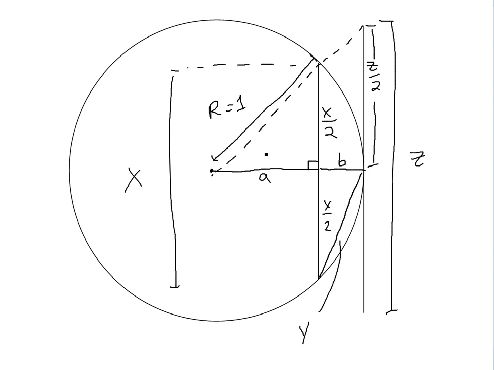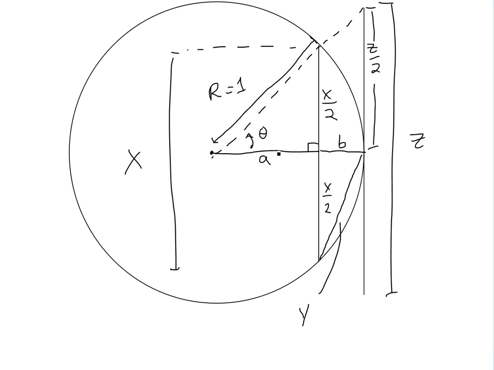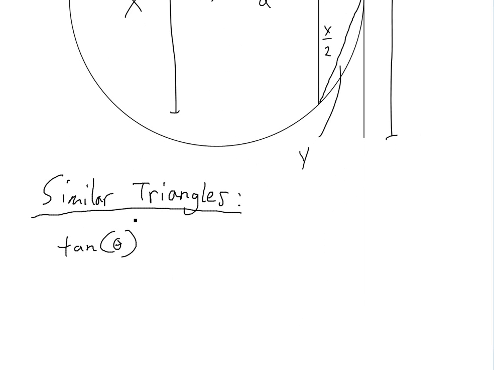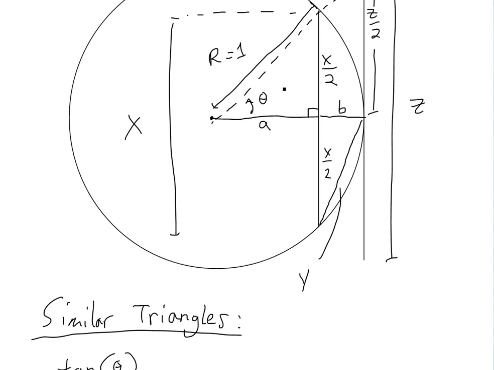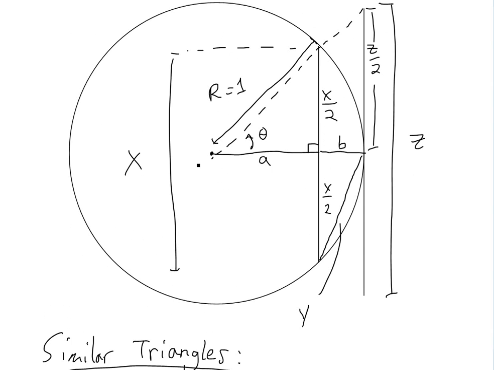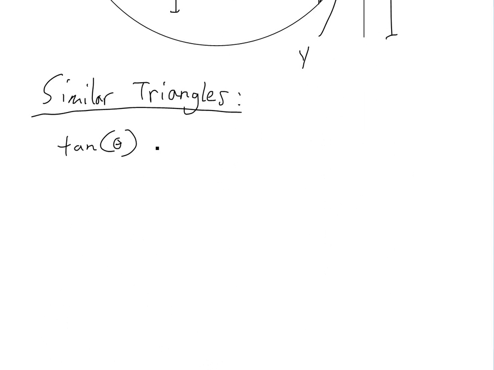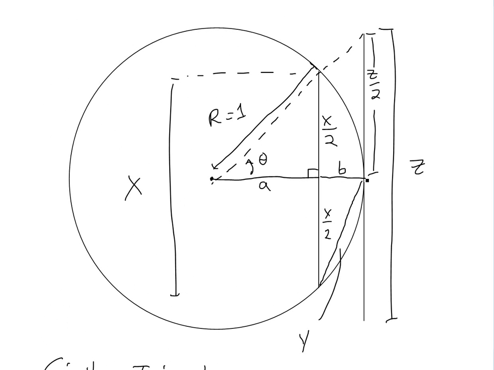And using similar triangles, we know this theta here. If we just go tan theta, tan theta is equal to opposite over adjacent. So there are two triangles here, this one inner and one outer, that both share the same angle. So this is going to equal x over 2 divided by a for the inside triangle, that's opposite over adjacent. And this also equals z over 2 over, well, this one here, this is just 1.